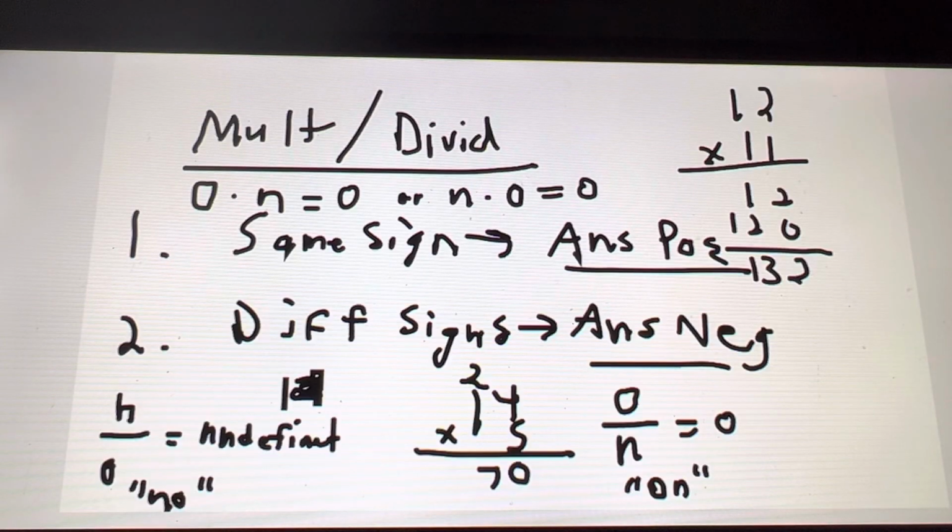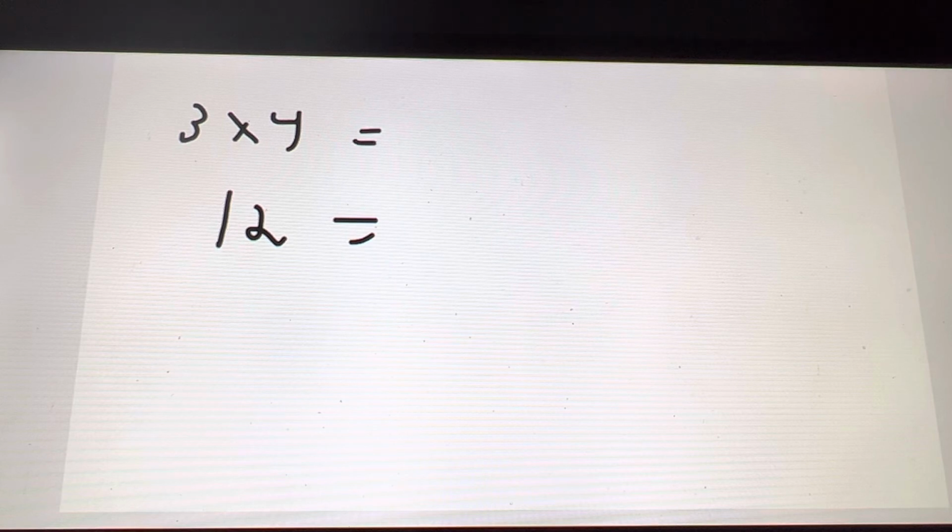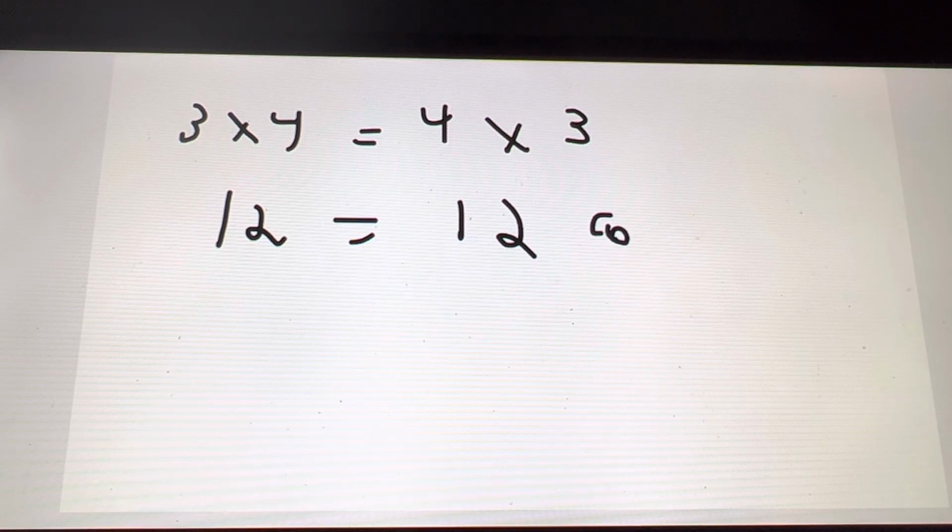So 3 times 4 is 12. Well, what do you know? 4 times 3 is 12. This is called the commutative property. If you flip-flop the numbers, it doesn't make an effect on the answer. It works for adding and multiplying, actually.